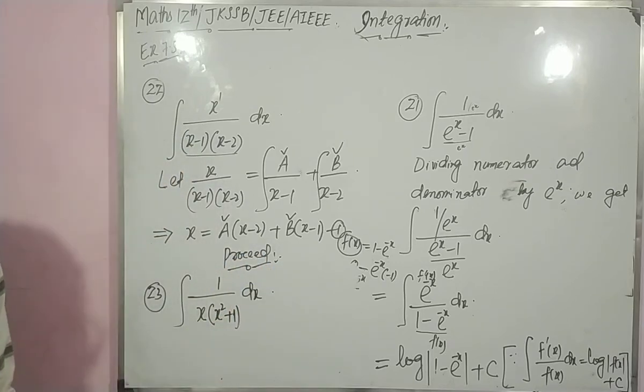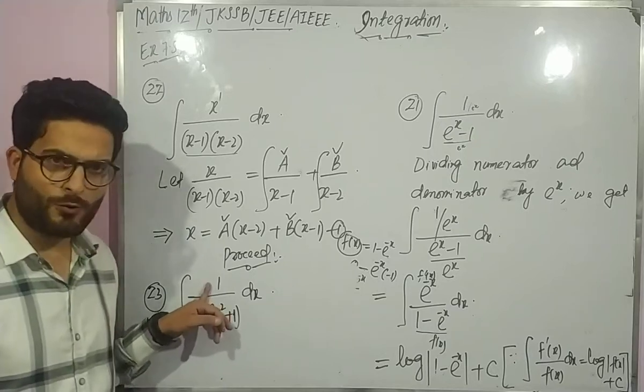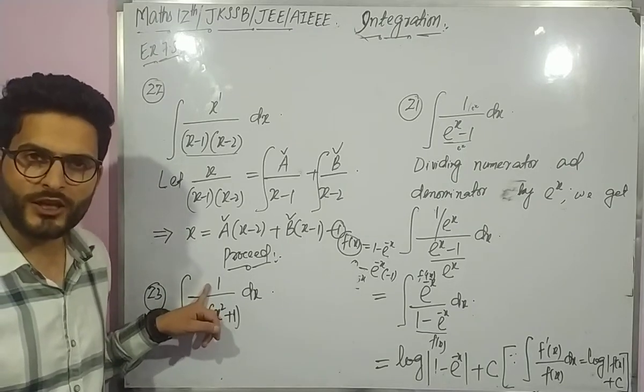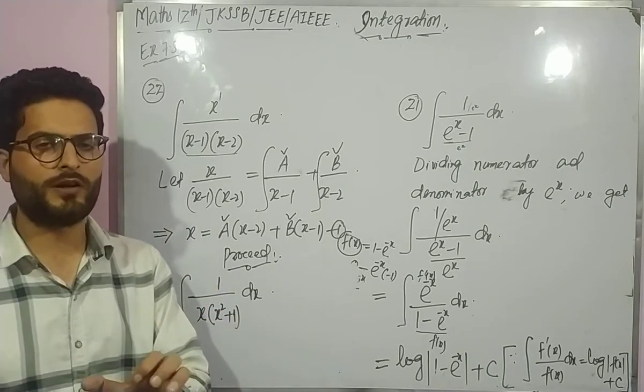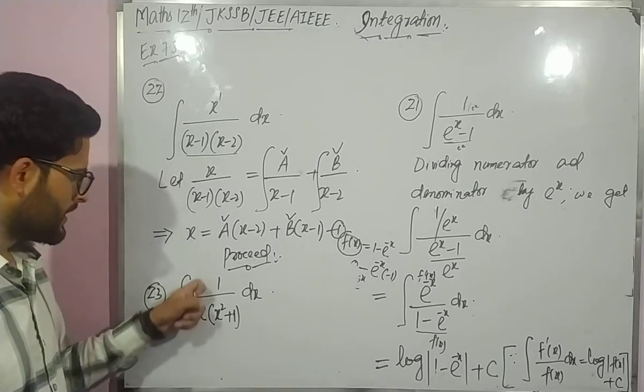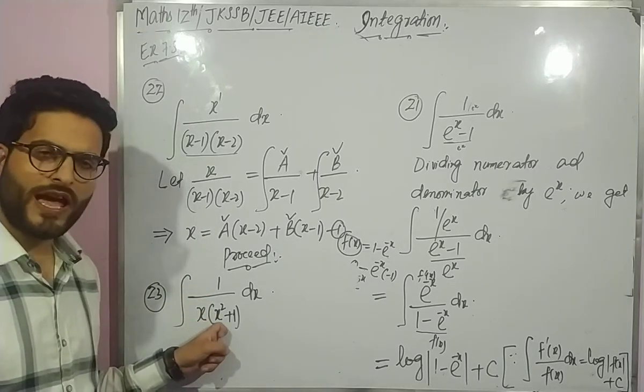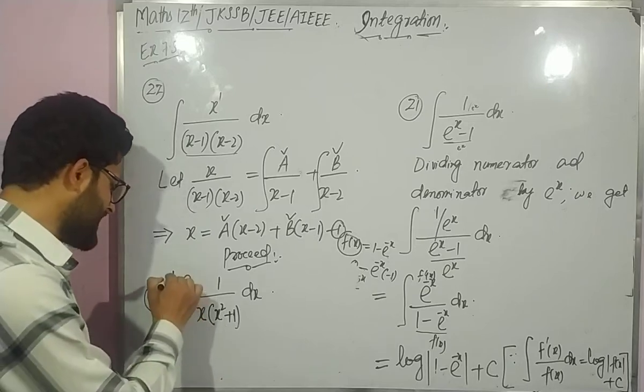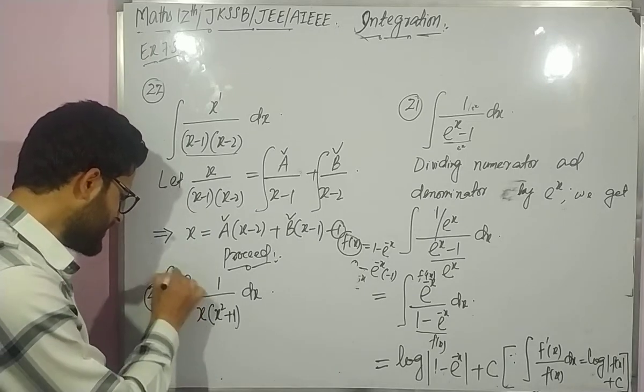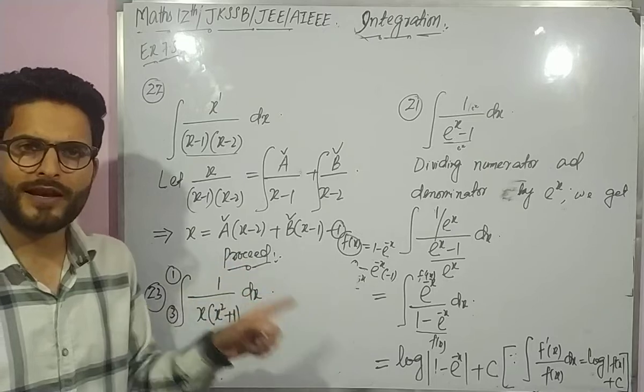Again, a pretty simple question. In the numerator we have 1, so the degree of the numerator is 0, because the degree of a constant polynomial is always 0. The denominator is x into x square, which is x cube, so the degree of the denominator is 3. So it is obviously a proper rational function.